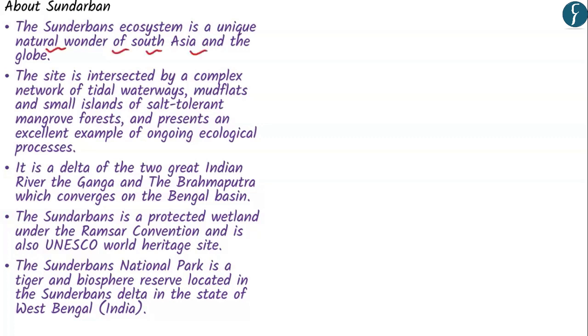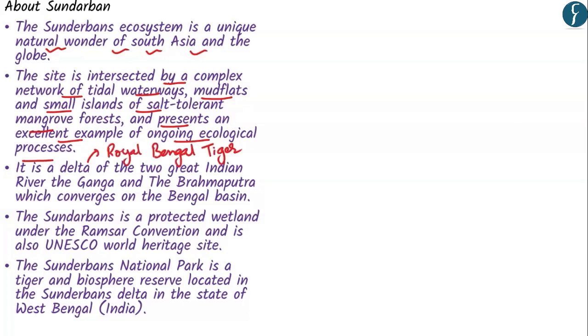The site is intersected by a complex network of tidal waterways, mudflats, and small islands of salt-tolerant mangrove forest, and presents an excellent example of ongoing ecological process. It is a delta of two great Indian rivers, the Ganga and the Brahmaputra, which covers the Bengal basin. The whole area is the kingdom of the famous Royal Bengal tiger.